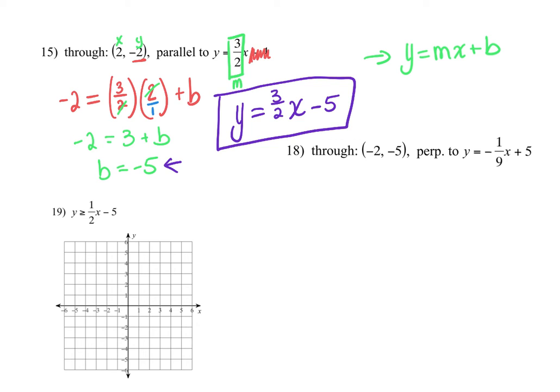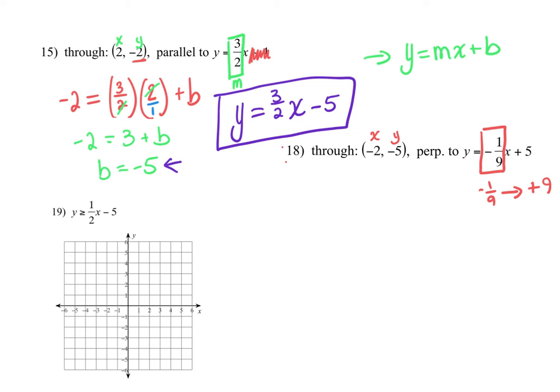Perpendicular is the same thing. You just flip and negate it. So for 18, they gave us x. They gave us y. We are going to take this negative 1 over 9. We are going to flip it and change the sign. So it goes from negative to positive, and it goes from 1 over 9 to just 9. All right, and do the same thing with it.